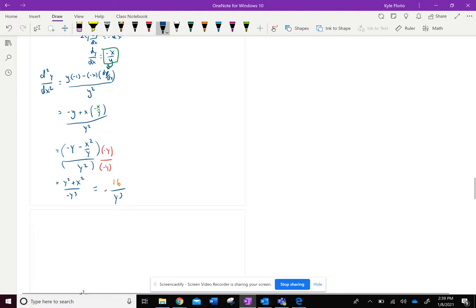Negative 16 over y cubed. And I'm just going to put the negative right here. And that's the second derivative. Okay, so it comes out nicely.